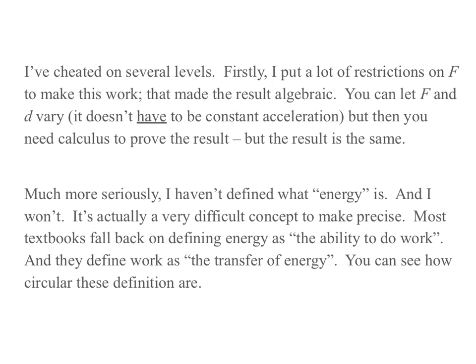A couple important things. I've cheated on a couple different levels. Firstly, we put a lot of restrictions on F to make it work. That makes the result algebraic. We can let F and d vary. In other words, it doesn't have to be constant acceleration. But then you need to use calculus to prove the results, and the result is the same, so we don't get anywhere new. But varying F or d introduces the complication of needing calculus, which is one reason why calculus is at the root of the dawn of physics, that the invention of calculus was a prerequisite and motivated by physics things.